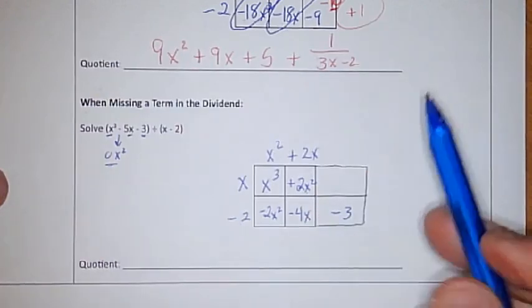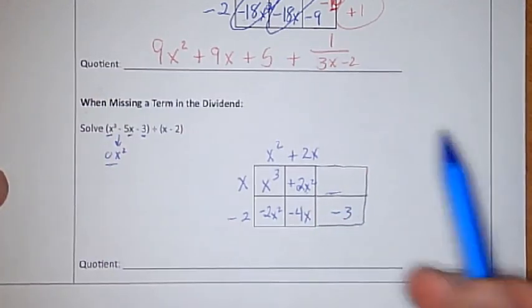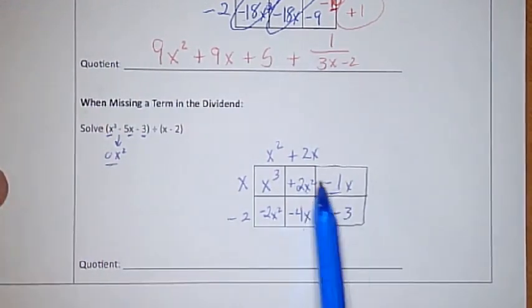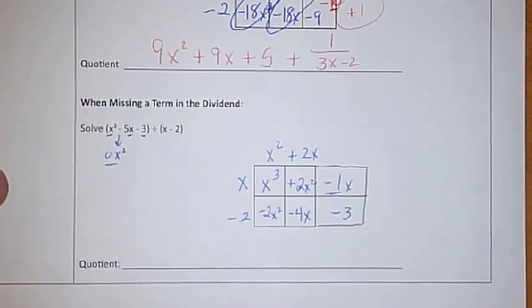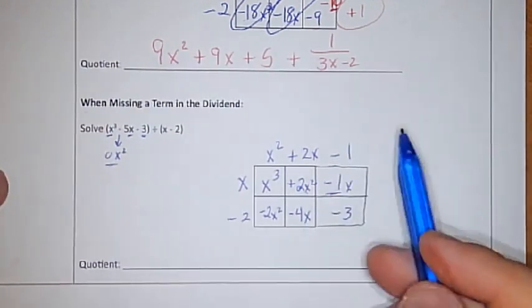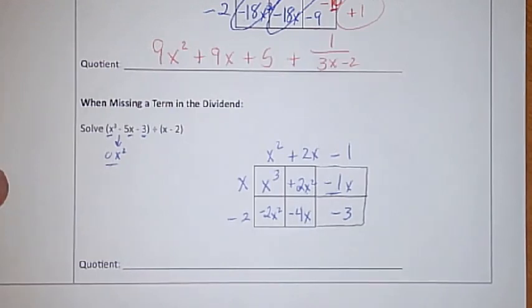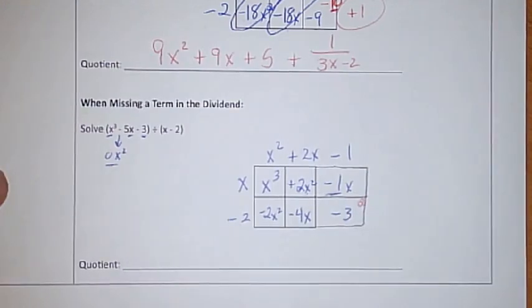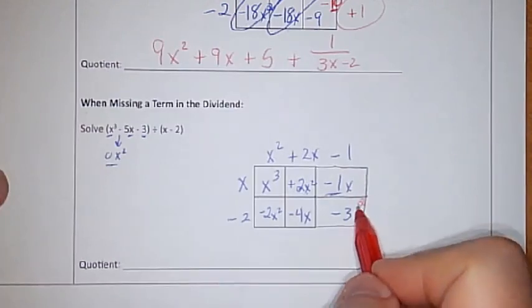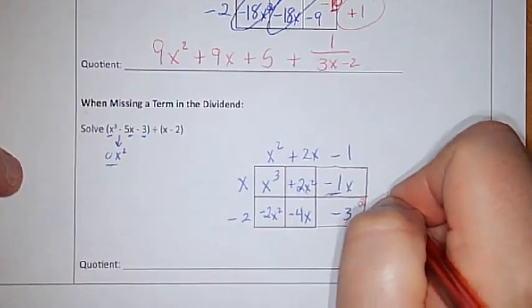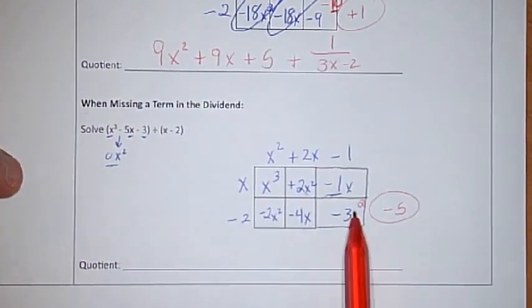So negative 4x plus something gives me negative 5x. So that's negative 1x, because negative 1x plus negative 4x is negative 5x. And what times x gives me negative 1x? Negative 1. Negative 1 times negative 2 gives me positive 2. But again, I was supposed to have negative 3. So 2 plus or minus what gives me negative 3? And the answer to that is negative 5, because 2 minus 5 gives me negative 3.